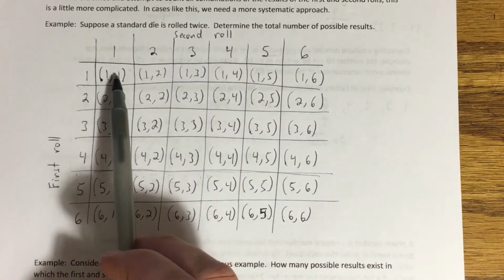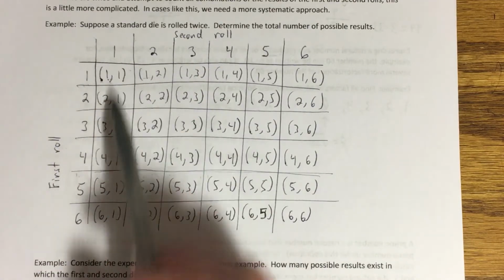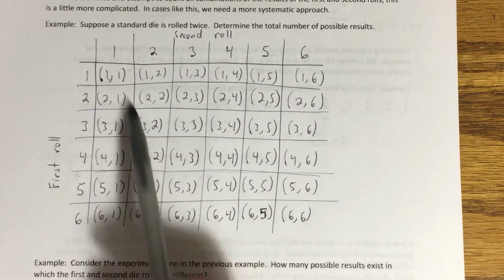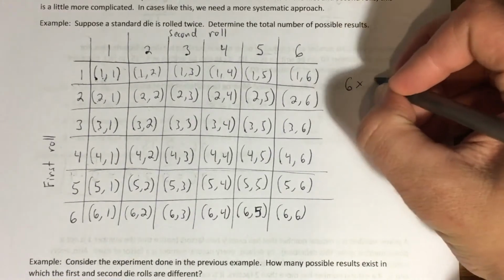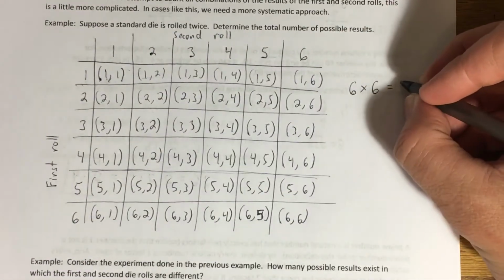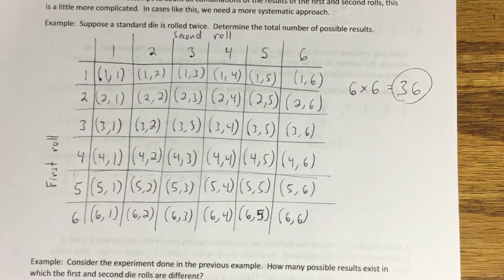I could count these one by one, 1, 2, 3, 4, 5, 6, and so on. Or I could recognize that this forms a nice square grid, a 6 by 6 grid. The total number of possibilities then, thinking of that as a geometric area problem, is 6 times 6, or 36 different possible results.